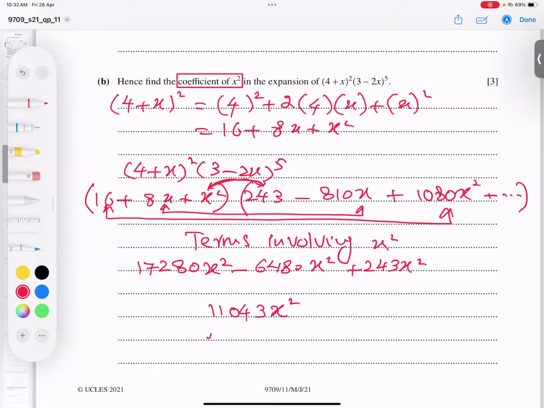X to the power 2. But he said coefficient. So write the same, times the coefficient of x squared, 11043.